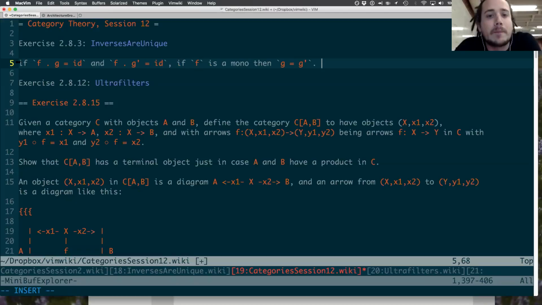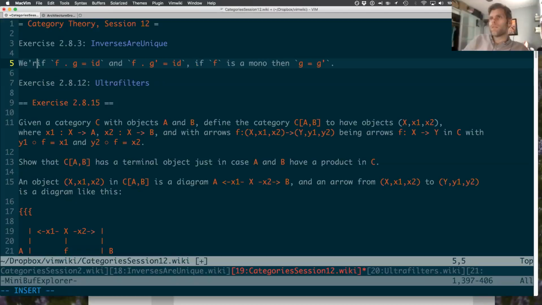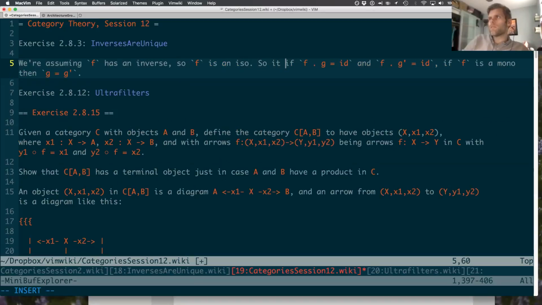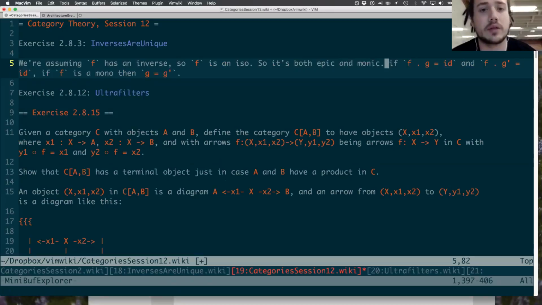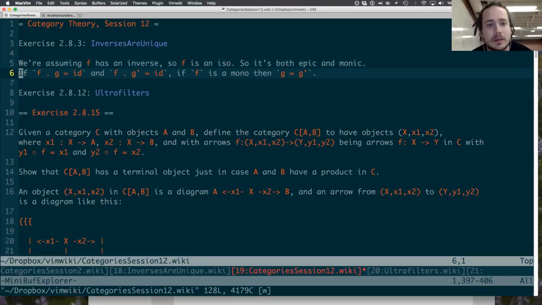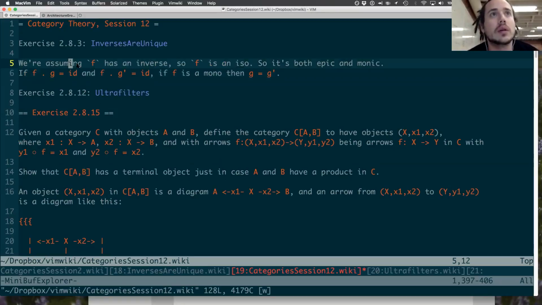Yeah, it is. We're assuming F has an inverse. So F is an iso, so it's both epic and monic. Yes, that's what I was saying. I don't think this is true though, because you need an inverse on both sides to be iso, right? And we can only claim we have one of those inverses. Well, the whole premise of the question is that F has an inverse, so that it is an iso. Okay.